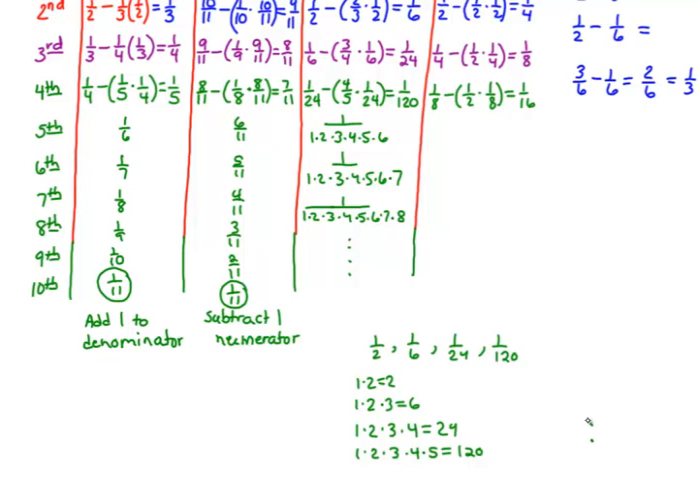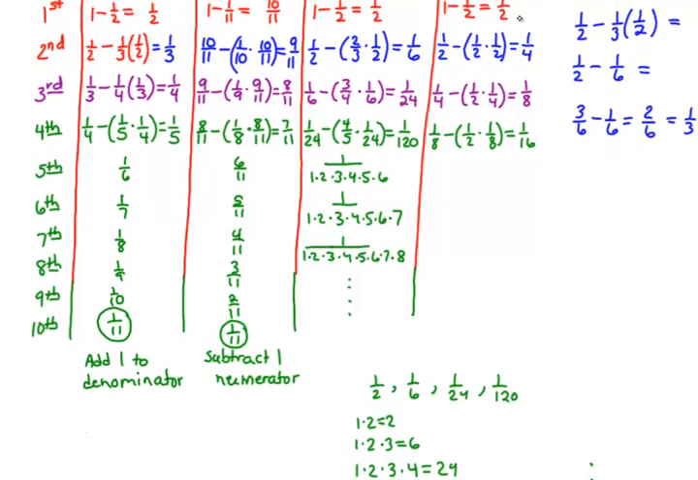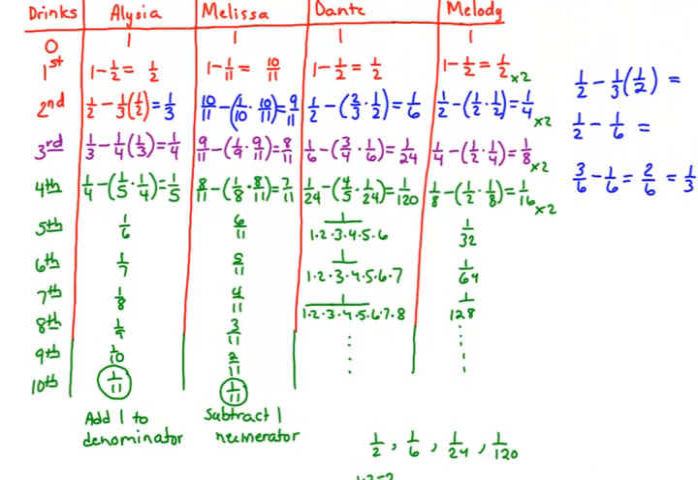And then for Melody, basically what we're doing is we're multiplying everything times 2 in the denominator. So this would be 1 over 32, and then 1 over 64, 1 over 128, and you can continue that pattern up to the 10th as well. So you can see that finding these patterns can get a little complicated, but just organize your data really well and take your time. All right, thank you.